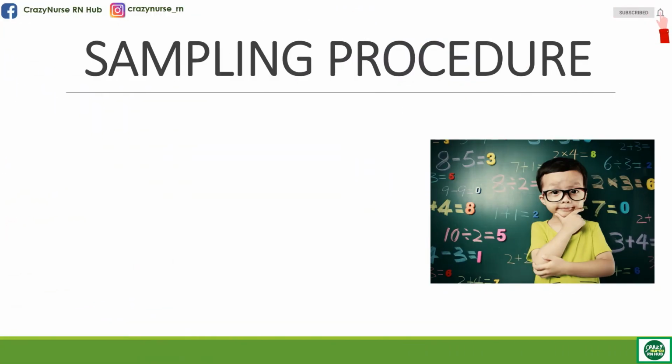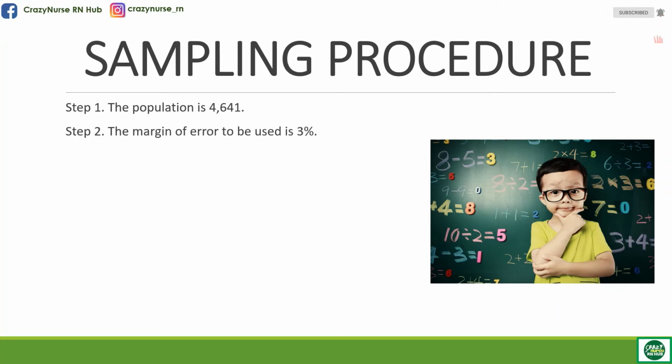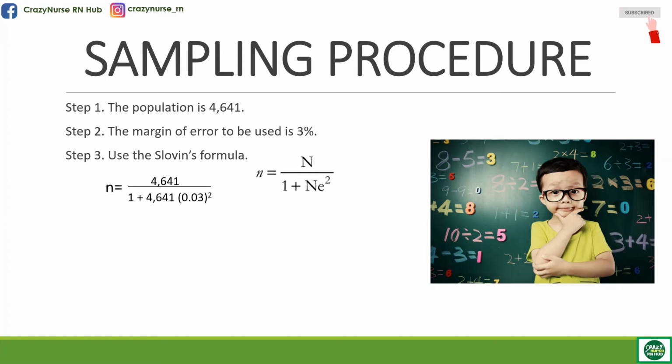Now let's proceed to the sampling procedure. First is to determine the population, which is 4,641. Next is to determine the margin of error to be used, which is 3%. And we need to use Slovin's formula. That is n equals N over 1 plus N e squared. So we have to substitute the values given from the scenario.